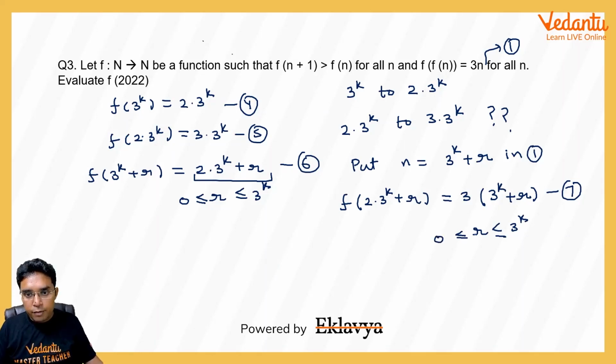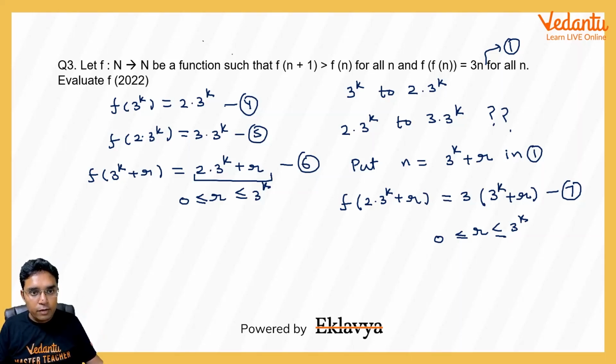And if values are repeated, if you're getting the same value for equation 6 and 7, I think the answer is also the same. Like if you put r equal to 3 power k here, and r equal to 0 here, you are getting the same answer for both of them. If you put r equal to 3 power k here, we will be getting 3 into 3 power k, and here also we are getting 3 into 3 power k. So I think we have got the complete values for this function.